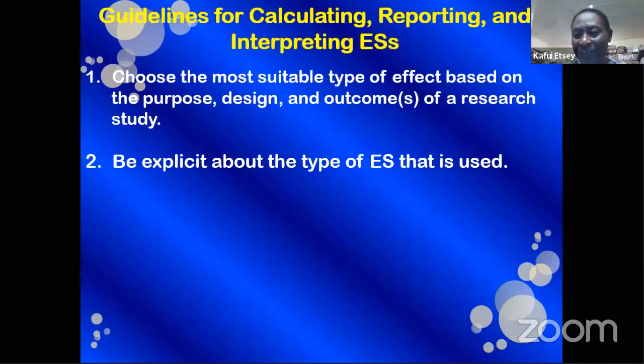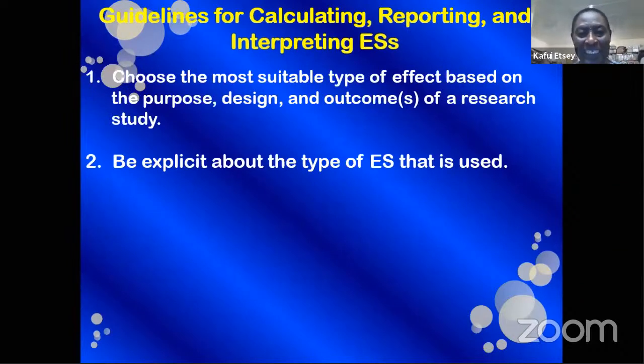So whatever research questions that you have, look at the purpose. Why? What do you want to find out? And then choose an effect size type that will suit that particular purpose.